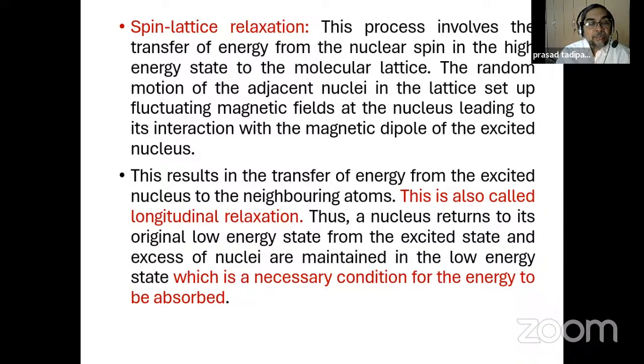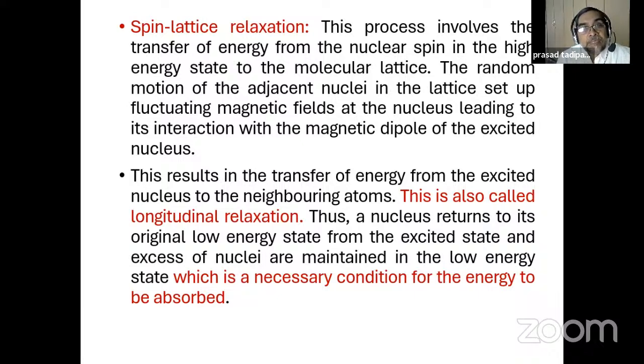So further, that disturbance, that energy will be transferred to the neighboring atoms. This is sometimes called longitudinal relaxation. The transferring to the nearby atoms is called longitudinal relaxation. So the nucleus returns to its original low energy state from the excited state, and the excess nuclei are maintained in the low energy state, which is a necessary condition for energy to be absorbed.